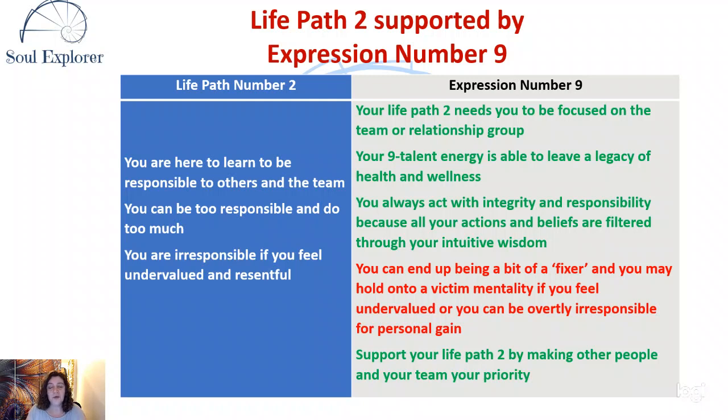Okay, you can end up, you see, both numbers can do too much. So this is going to be a difficulty for you. The 2 can do too much. That's a tendency in your life path potential. And your talent can be a bit of a fixer because you seem to be the one with all the answers. People look to you to such an extent that sometimes you can do too much.